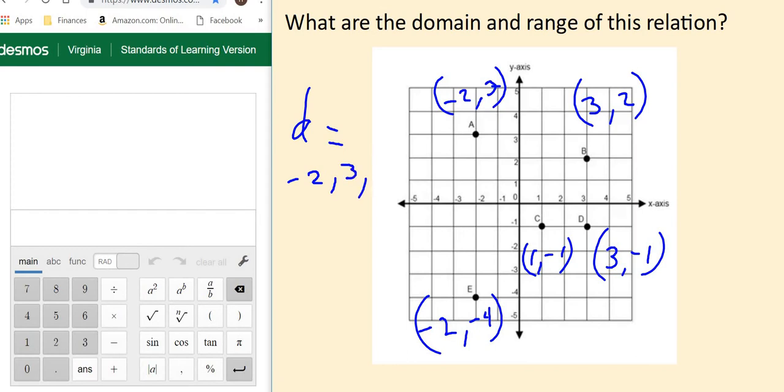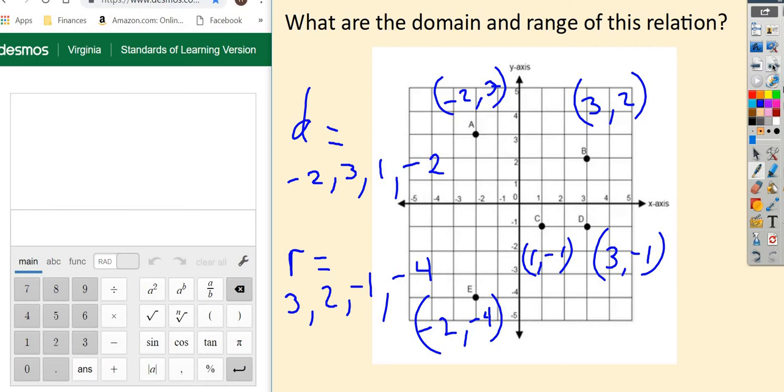So the domain would equal, I'm going to write it down here below it, -2, 3. I've got another 3 down here, so I'm not going to repeat it. 1 and -2. And then your range would be all your y values. 3, 2, -1. I've got another -1, so I'm not going to repeat it. And a -4. So that's how you figure out the domain and range of that relation.